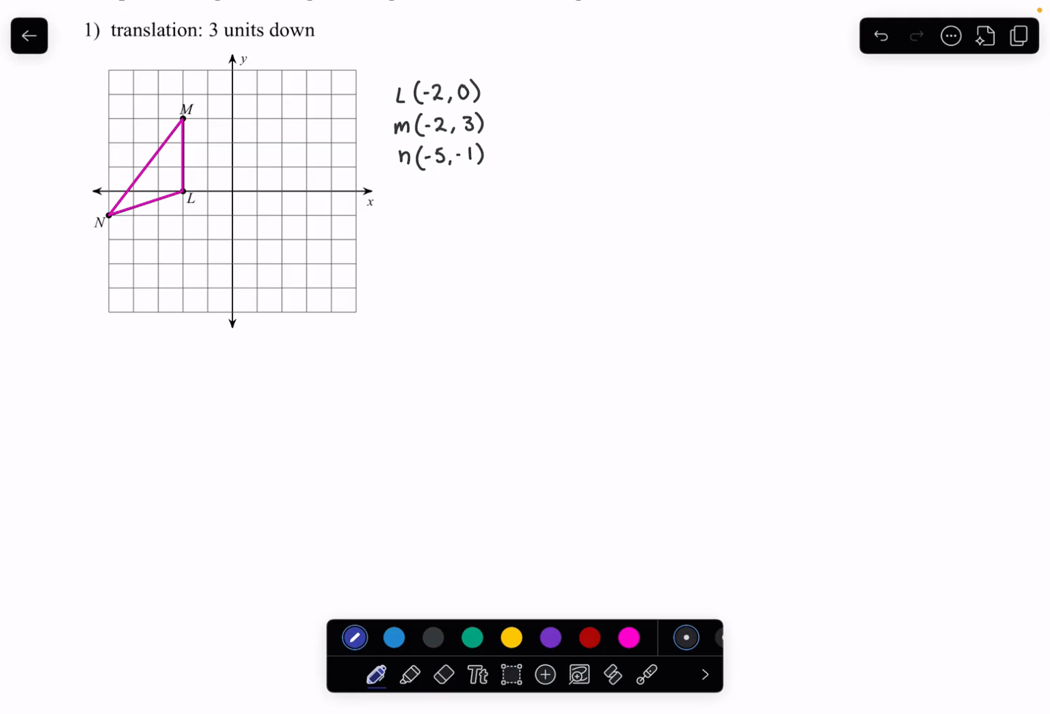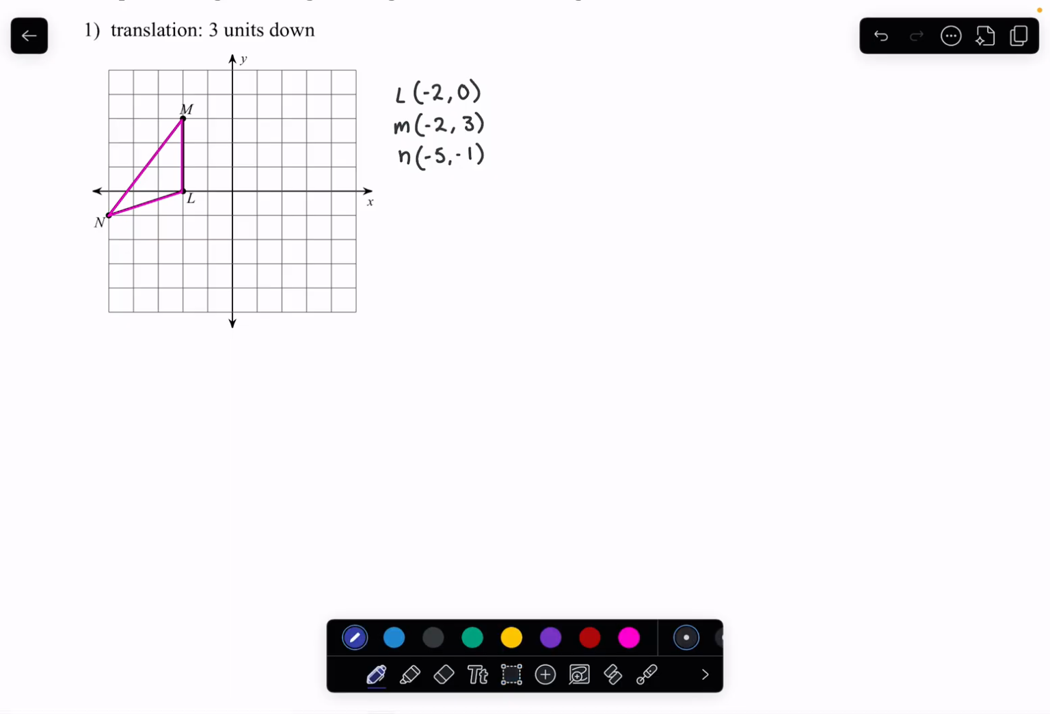Right here, we're asked to translate this shape 3 units down on the coordinate plane. And that's pretty self-explanatory, right? You can think of a translation as a slide. It's when we're sliding a figure somewhere around the coordinate plane, left, right, up, down, however we want to move it. That's a transformation. So in this case, we're just asked to translate it 3 units down.